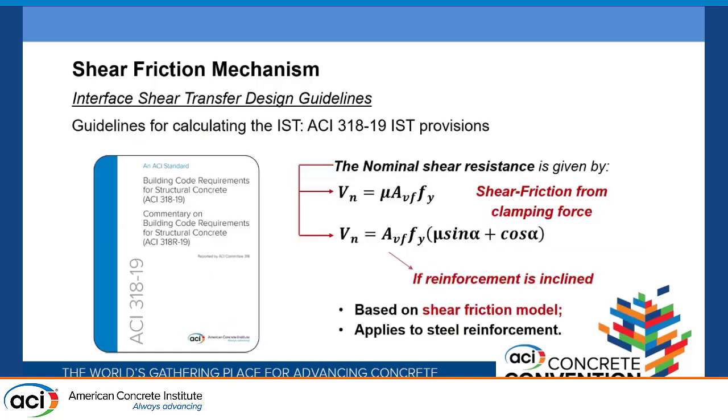So based on these parameters, the guidelines have established equations to calculate the interface shear transfer capacity. And only to mention a few of them, in the ACI 318, the nominal shear resistance is given by this equation. This code is based on the first model, the shear friction model. It applies to steel reinforcement, and basically this is the equation. So it ignores the cohesion component or the concrete contribution in the capacity.